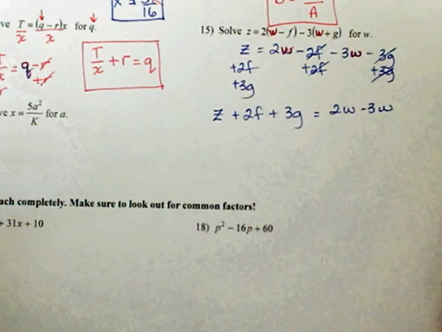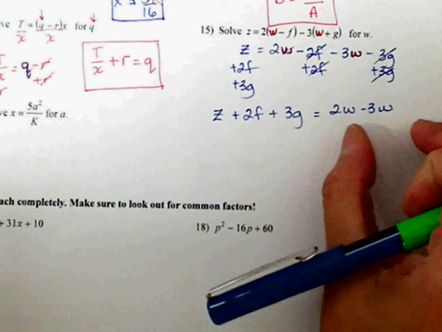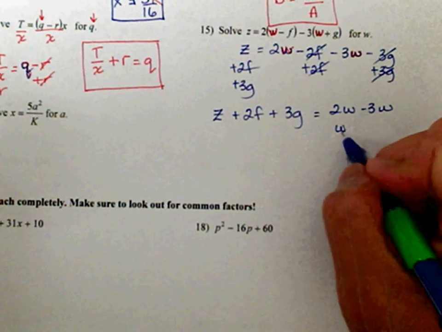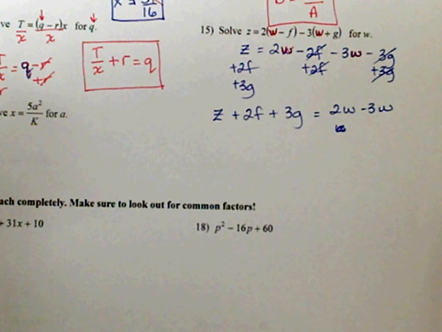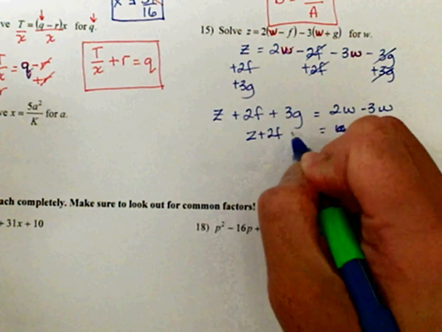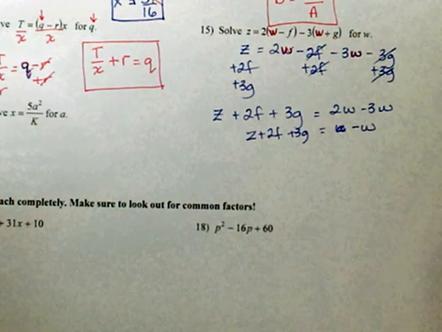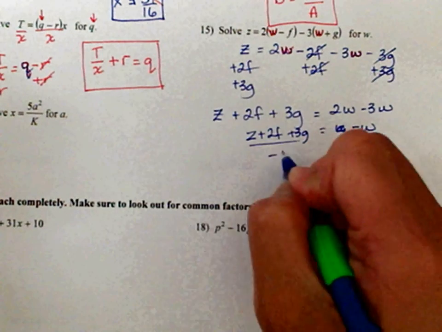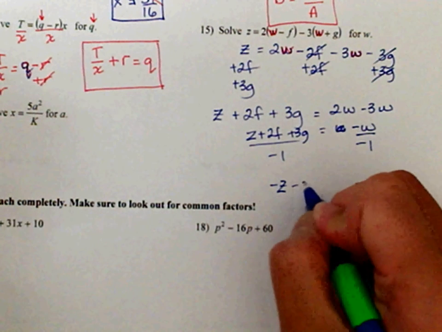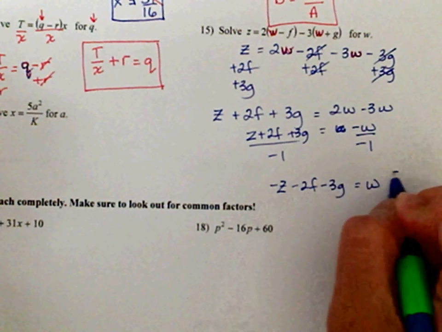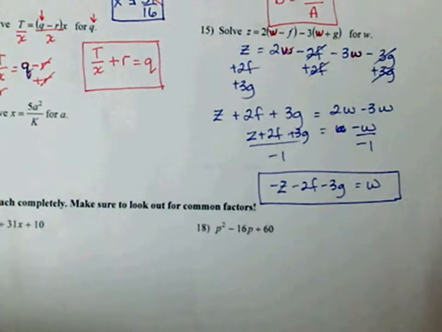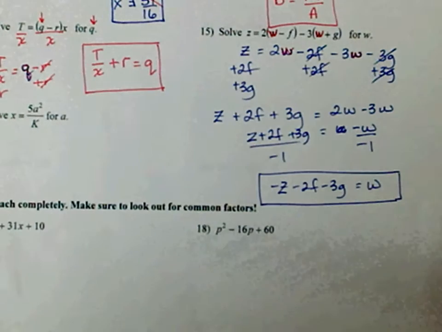Okay? Notice what they have in common. Do you think it's going to help you if you factor out a w? Okay? Or, take a look. What's 2w minus 3w? That's just a negative w, right? So you got z plus 2f plus 3g. How do you get rid of that negative? Divide by negative 1, the whole thing. So w is equal to negative z minus 2f minus 3g. And there you have your solution. You could have combined it right here too, okay? You could have combined it there, but I'll wait till the end. And you have w by itself.